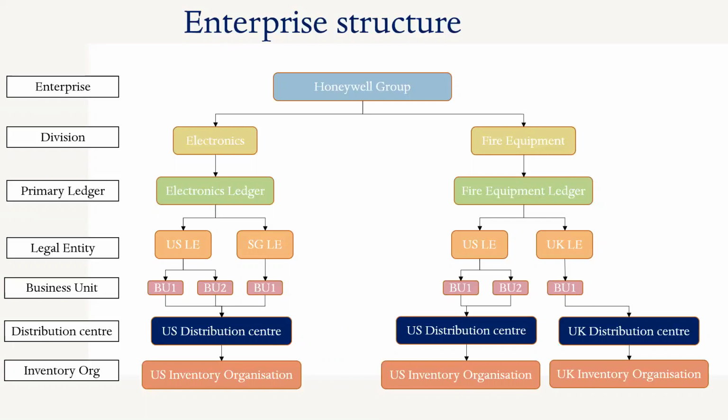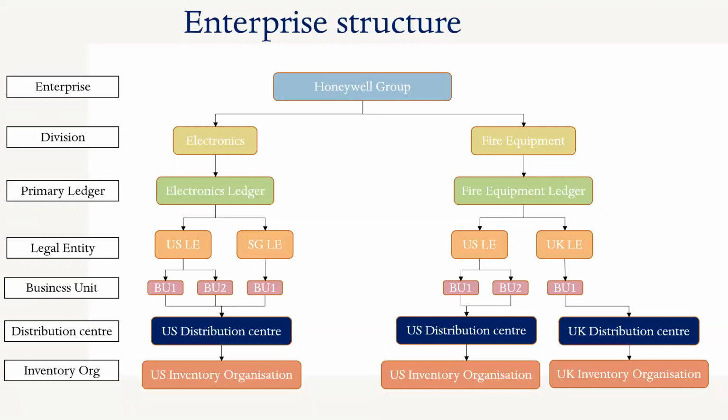Then we have the legal entity. For example, we have taken US and Singapore for electronics. Similarly, for fire equipment, we have taken US for one and UK as another. And for business units, for example, we have US as two business units. Business unit is nothing but our operating unit. Basically, wherever we are incurring expense or revenue generation is happening, that we call a business unit. In EBS, we call it an operating unit. Okay, so we work on business unit, correct? Yes, correct.